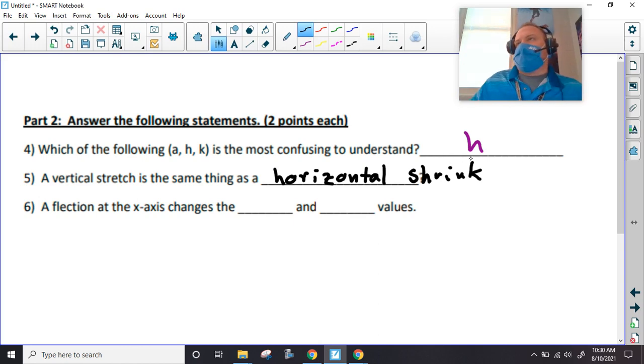Think about it this way. Vertical is the opposite of horizontal. So if you stretch something vertically, you shrink it horizontally. If you compress something vertically, you stretch it horizontally. So a lot of backwards things. Yeah, they really are. All right, now number 6, a reflection at the x-axis changes the A and K values. Oh, I got that right. Good job. Small victories.